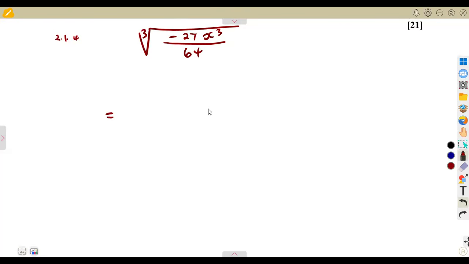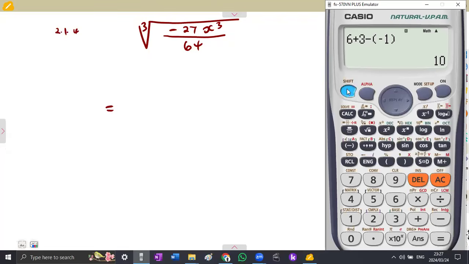So what am I trying to say? Even if you do not know, no one is going to know that you have used a calculator. You can just simplify the cube root of this like this. The cube root is this one, shift above the square root. That's the cube root. So it's the cube root of negative 27 over 64. This is you and your calculator. You get minus 3 over 4.